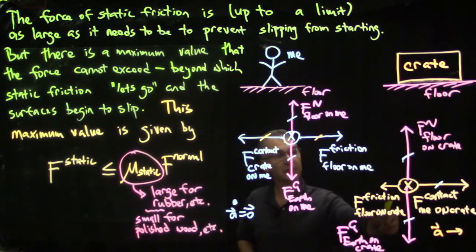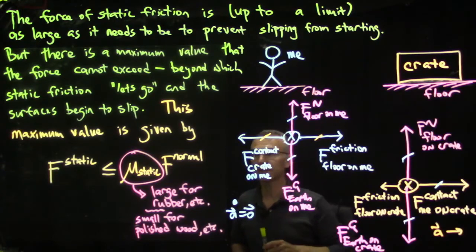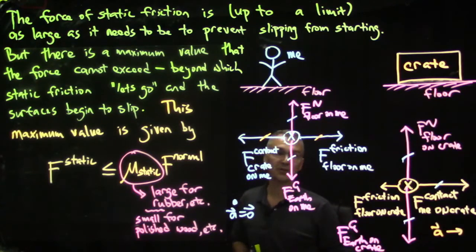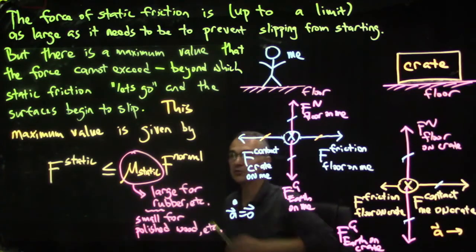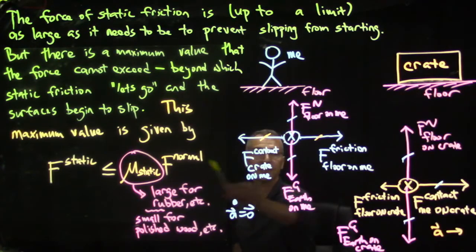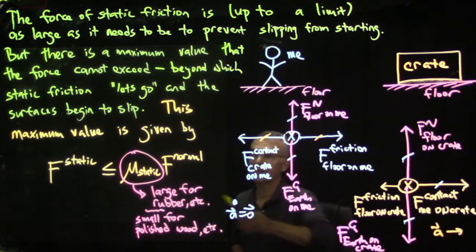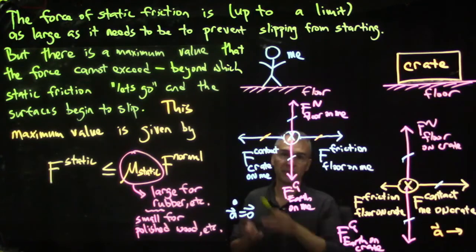So what allows the frictional force exerted by the floor on the crate to let go when my push becomes too big is that this coefficient mu static, the Greek letter mu, which when multiplied by the normal force gives the largest possible value of the static force of friction, is large for something with a good grip like rubber, and it's small for something very smooth and slippery, like say polished wood. And this coefficient actually depends not just on one surface, it depends on the two surfaces.